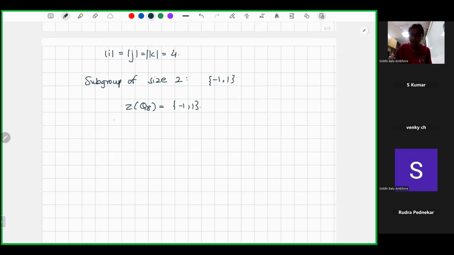And therefore, it is a normal subgroup. Just a second. Okay, no problem. It is a normal subgroup of Q8.